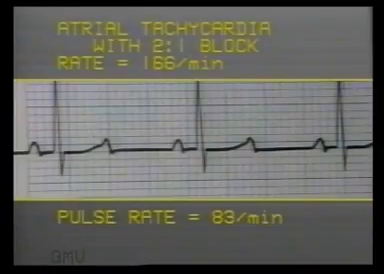So clinically, a patient with supraventricular tachycardia with block will not have a rapid pulse rate. Only ECG will demonstrate the atrial rate to be about 160 to 220 per minute.